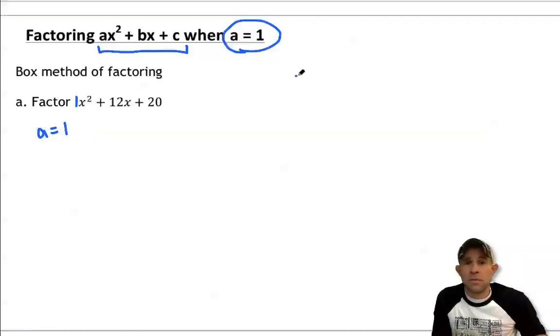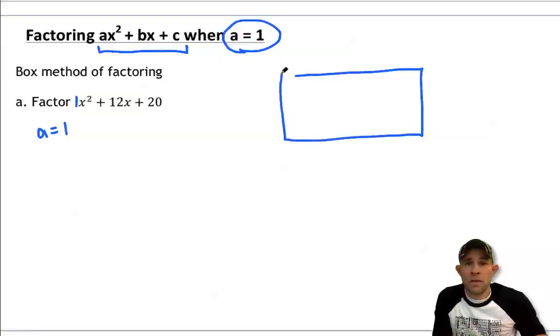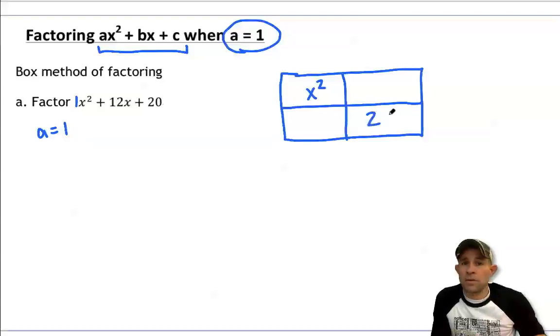So let's set up a little box here, and we're going to use this box method. All right, in the box, remember there are four distinct parts of that box. In this first box here, we're going to put that leading term of x squared. In our last box, we're going to put 20, our constant term. Now, these other two boxes here, these middle boxes, remember, needed to combine to give me this term 12x.